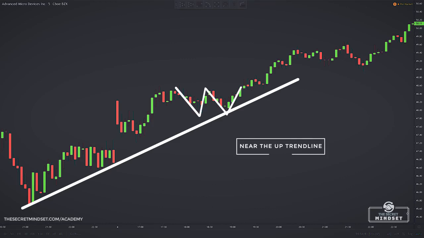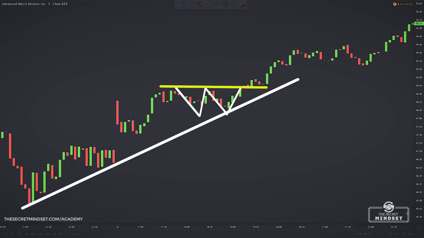Since we already know that the price is in an uptrend, the validation of the double bottom pattern off the trend line increases the odds of this setup being successful when compared to trading it in isolation. You enter once the price breaks above the neckline of the double bottom.